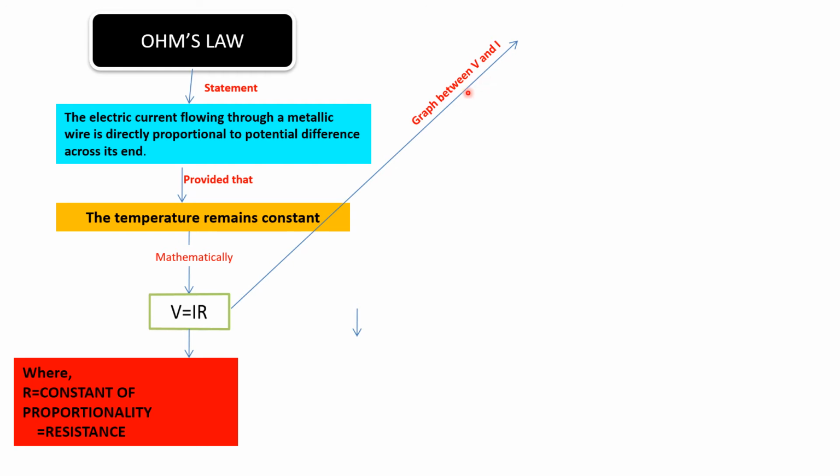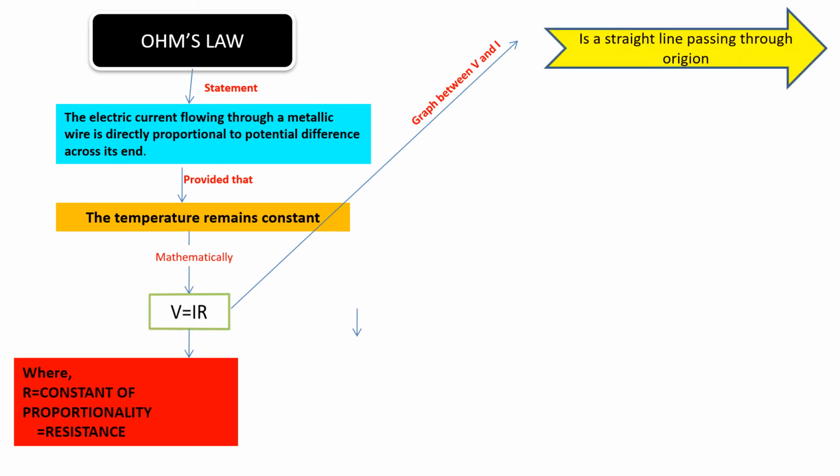The two quantities we are going to take on the graph are potential difference and current, because Ohm's law talks about potential difference and current, right? When we make a graph, we'll always see that this graph is a straight line passing through origin. See, the graph looks something like this. Can you see this straight line? It is passing through origin, and the graph is between V and I.